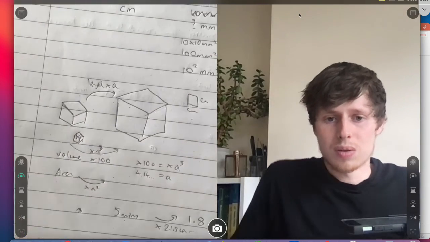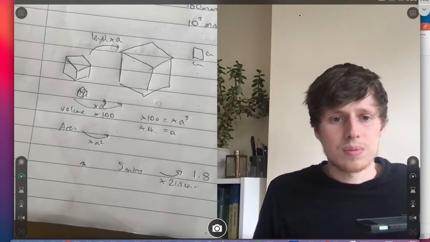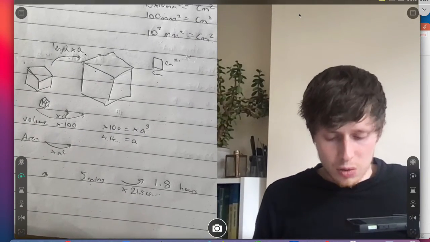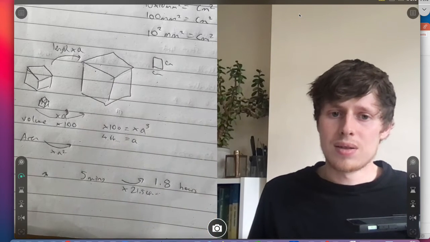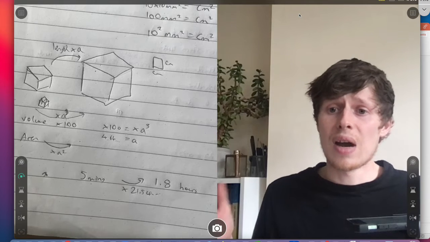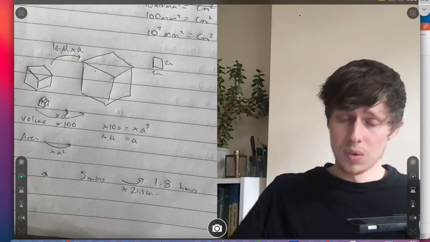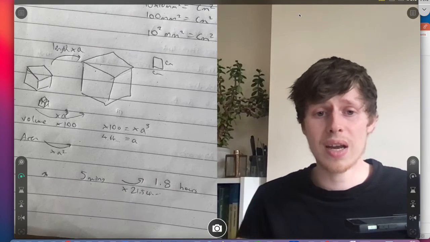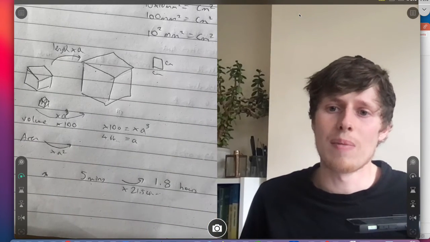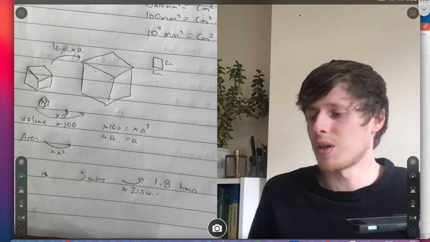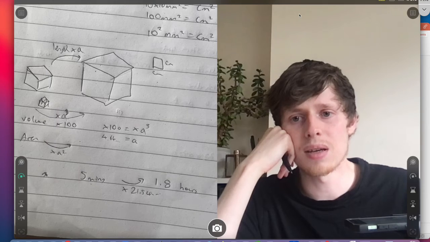Sorry, I realize you can't see that. So what this means is that it is going to take us 1.8 hours to paint the big cube, and that is less than 2 hours. So actually, we know that we will have time, in the 2 hours that we have before we need to go out the house, to paint the big cube. So this is just an area where maths can help you. I know it's a bit of a synthetic, contrived example, but in reality, this can really help you.